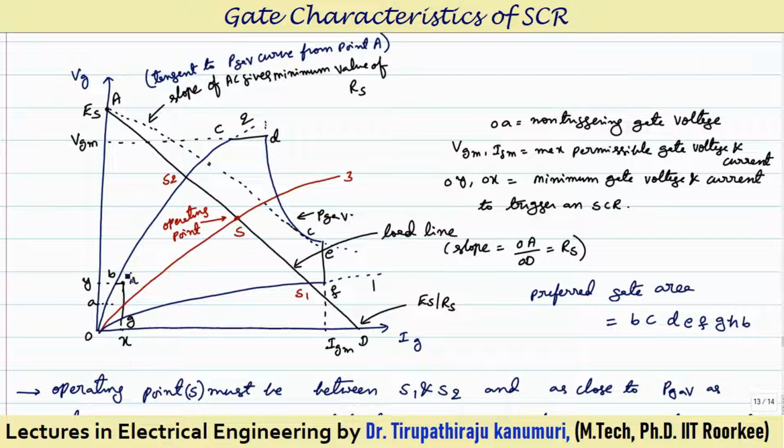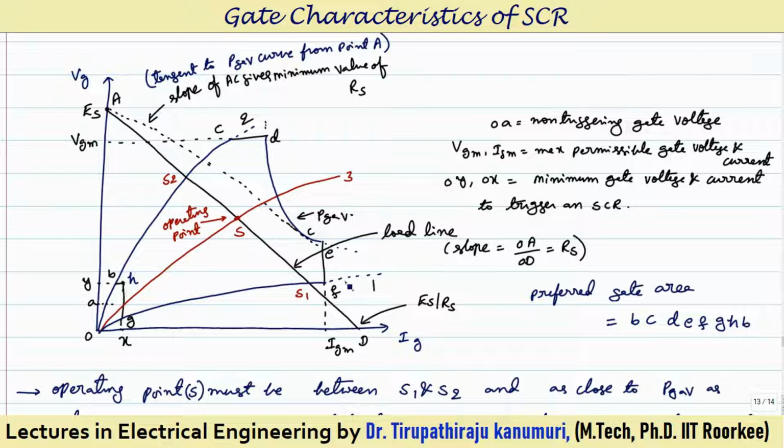Similarly, they will mention the minimum value of voltage and current required. The minimum value of voltage is OY and the minimum value of current is OX. From X I extend the line, from Y I extend the line, and both intersect here. So we can tell that the gate circuit should be designed within the limit of this characteristic. That means it should be within B, C, D, E, F, G, H, B.